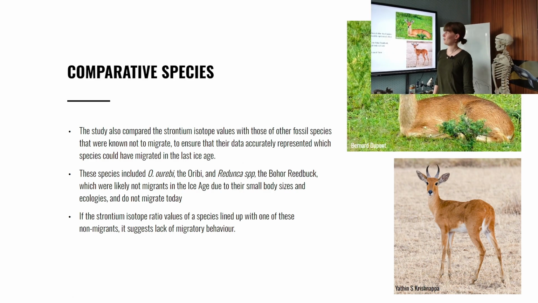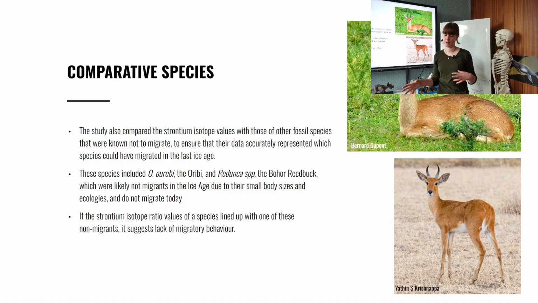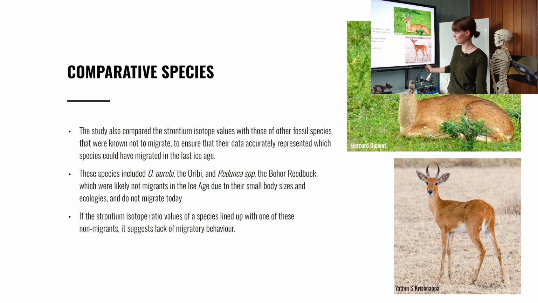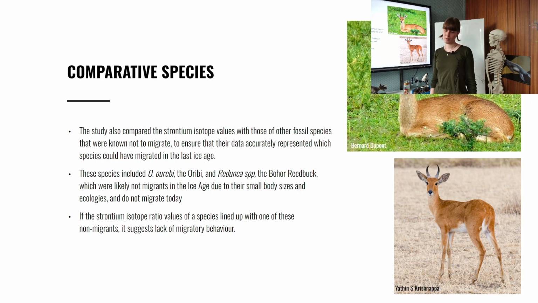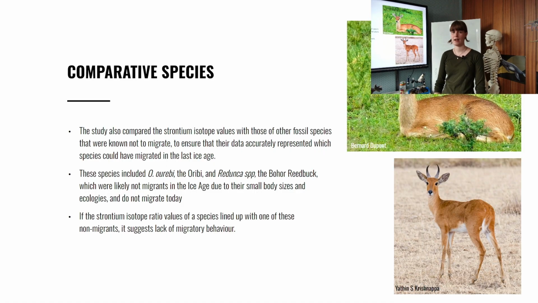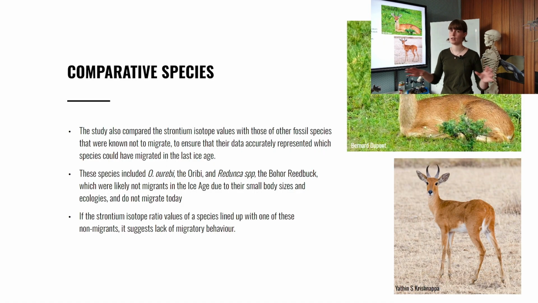Another way they did this, which I find really interesting, was that they chose other fossil species from around this area that are known to not migrate. So they're alive today and were around in the Ice Age, and there's significant evidence backing up the fact that they didn't migrate. So that's the Oribi, I don't know if I'm pronouncing that right, and the Bohor reedbuck. So that's the Oribi, that's the Bohor reedbuck, it's quite cute. And they were likely not migrants in the Ice Age due to their small body sizes and ecology, and they don't migrate at all today. I think their lifelong areas are about a 1 kilometer radius, so they really don't move far from home.